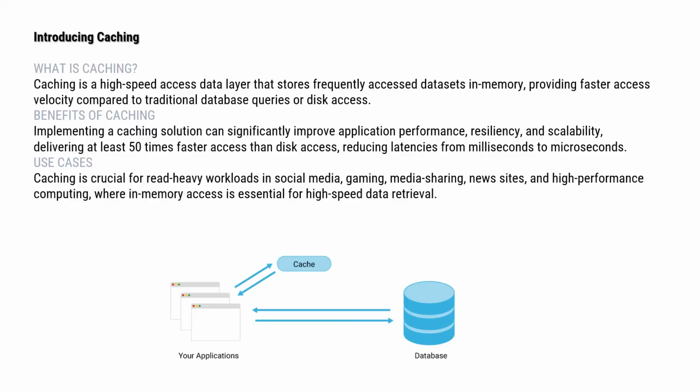So, introducing caching. Caching is a high-speed access data layer that stores frequently accessed data sets in memory, providing faster access velocity compared to traditional database queries or disk access. Implementing a caching solution can significantly improve application performance, resiliency, and scalability, delivering at least 50 times faster access than disk access, reducing latencies from milliseconds to microseconds.